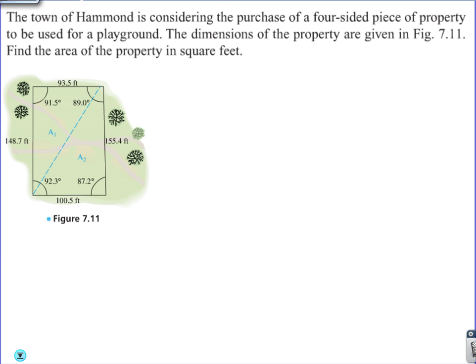The town of Hammond is considering the purchase of a four-sided piece of property to be used for a playground. The dimensions of the property are given below. Find the area of the property in square feet. Notice it's not a rectangle. A reminder from, I don't know, third or fourth grade: it's a rectangle, length times width, you've got the area.